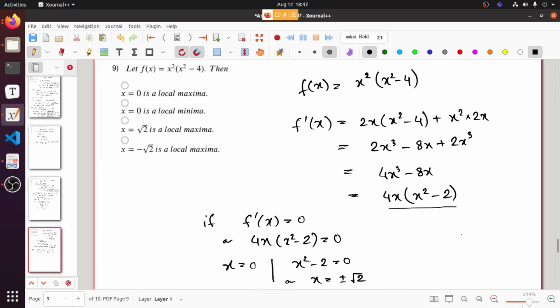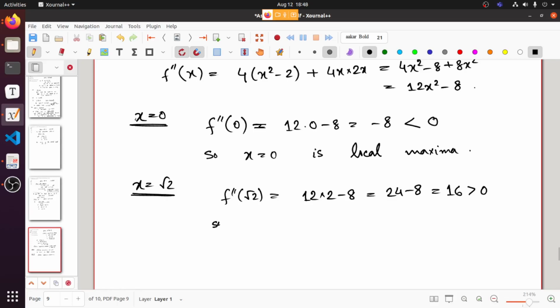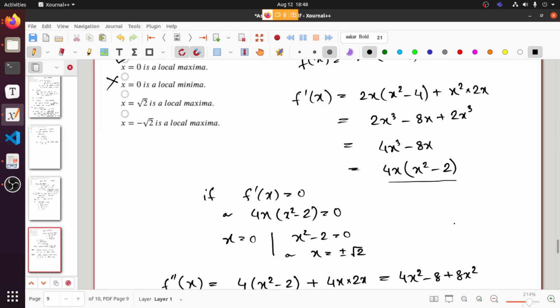So let's go to the options. Which option is correct? x equals 0 is local maximum, x equals 0 is local minimum. It's false. Now we have to check the remaining points. So let's check x equals root 2. f double dash at the point root 2: it will be 12 into 2 minus 8, means 24 minus 8. It's 16, right? So it's positive. So x equals root 2 is a local minimum, right? So let's go to the question. x equals root 2 is given as local maxima. It's not, so this is false.